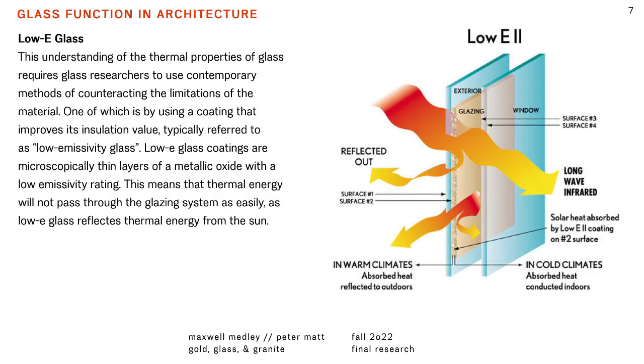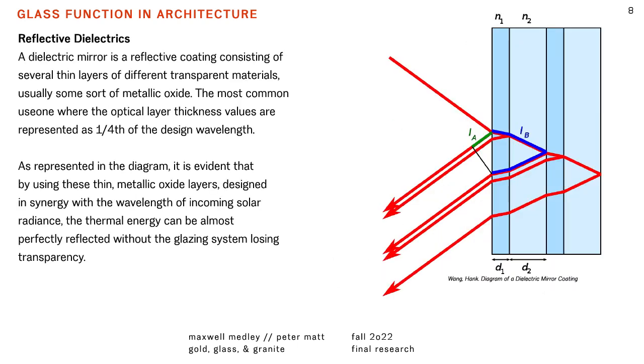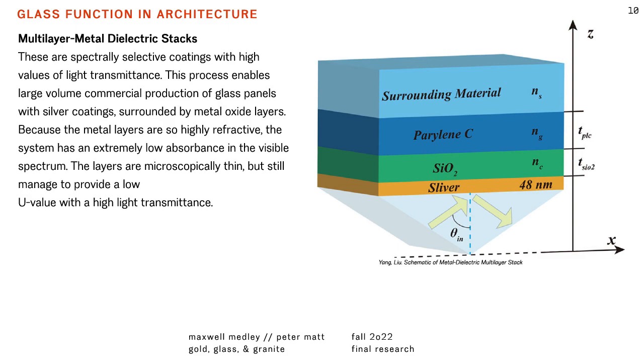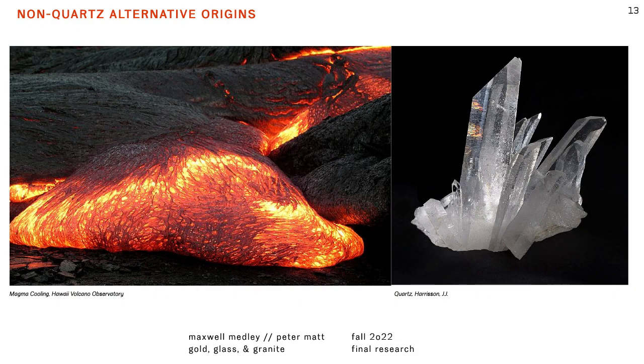Low emissive or low E glass is a way for architects to cleverly circumvent the limitations of the material. A thin metallic oxide coating on a glass substrate reflects thermal energy from the sun without sacrificing transparency. These low E glass panels are typically done by 3 processes, either reflective dielectrics, transparent conductive oxides, or multi-layer metal dielectric stacks. These innovative methods of producing glass dramatically change how architects might close a building envelope.